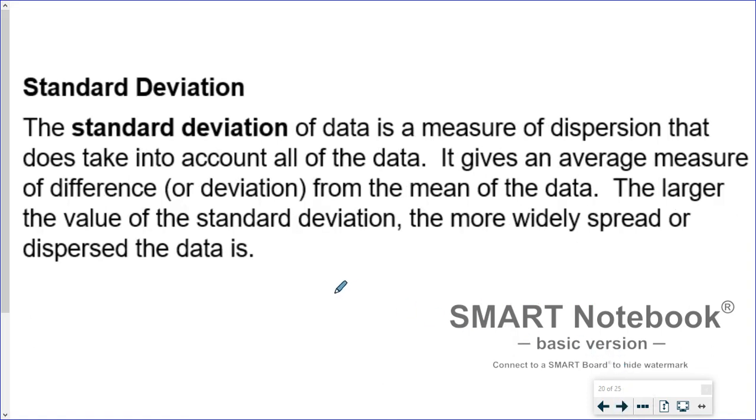The standard deviation of data is a measure of dispersion that does take into account all of the data. It gives an average measure of difference from the mean of the data. The larger the value of the standard deviation, the more widely spread or dispersed the data is. Standard deviation is what's used all the time, so it's a very important measure of dispersion.